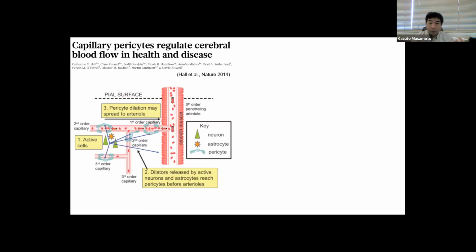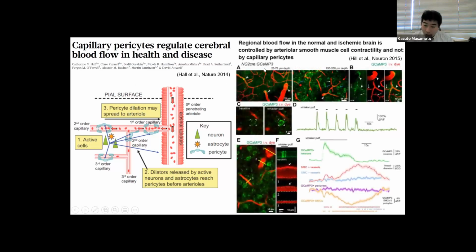I need to summarize a little bit the recent controversies. You know very well about the capillary pericyte. It could be a master regulator, based on this Nature paper. But later, another group, an American group, showed these are not capillary pericytes, but arterial smooth muscle.